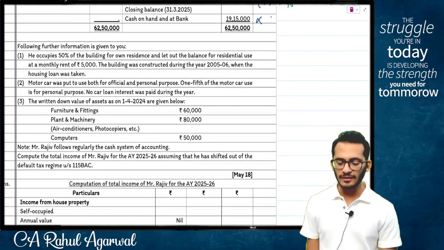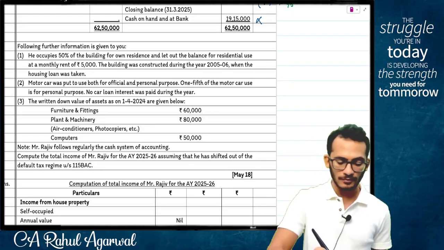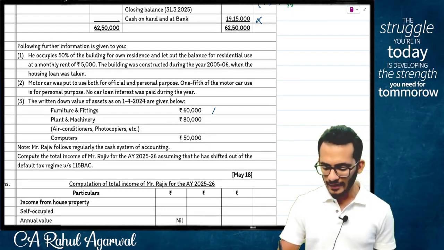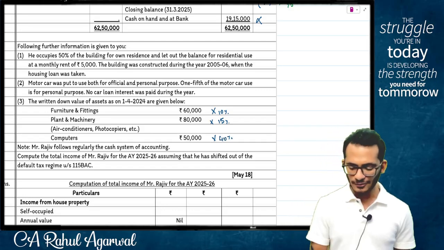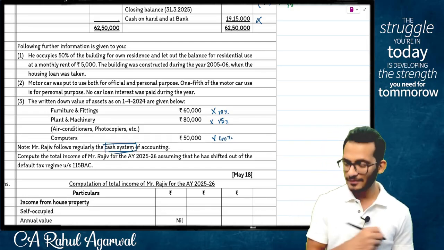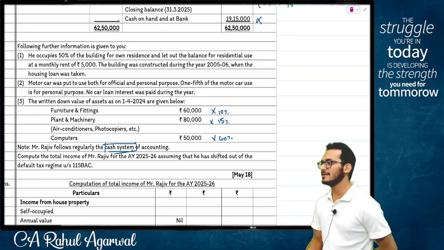Written down value of the assets are given to you. Furniture and fitting, rate of depreciation 10%, plant and machinery 15%, computers 40%. Rajiv is following cash system of accounting. Why is this given, people?